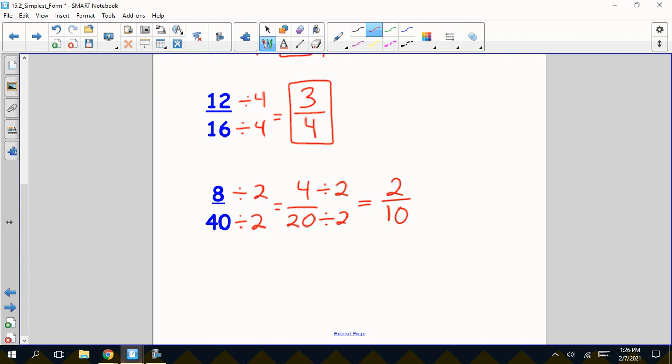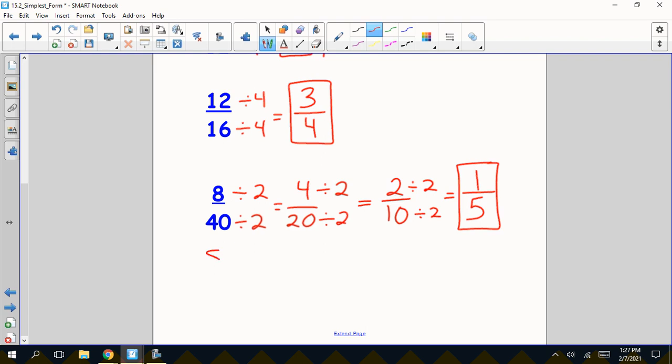Okay, getting closer, 2/10. Well, think of numbers that give me 2, 1 times 2, and numbers that give me 10. Well, does 2 times anything give me 10? Yes. So we can divide by 2. 2 divided by 2 is 1. 10 divided by 2 is 5. And our fraction is now in simplest form.